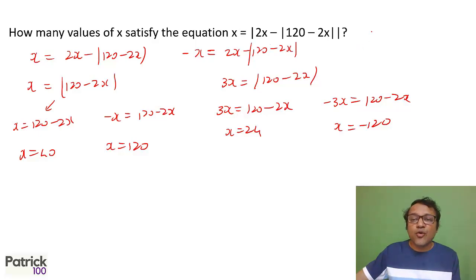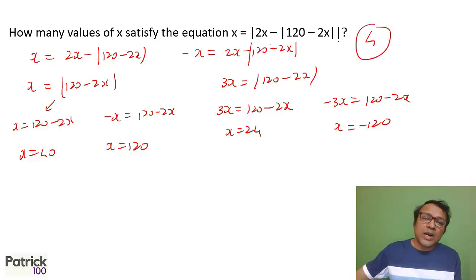So basically there are 4 possibilities. One thing I would do is go back and substitute the value back and check whether it satisfies. If you solve this properly, you will get 4 answers. So you get basically x equal to 40, 120, 24 and x equal to minus 120, right? So 4.